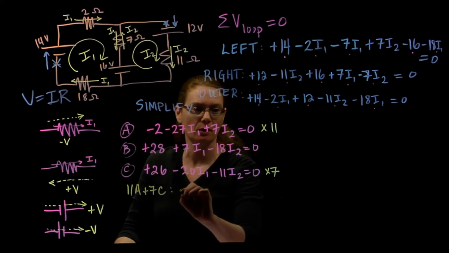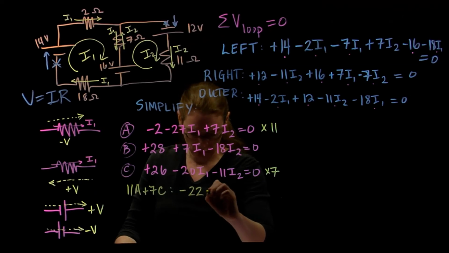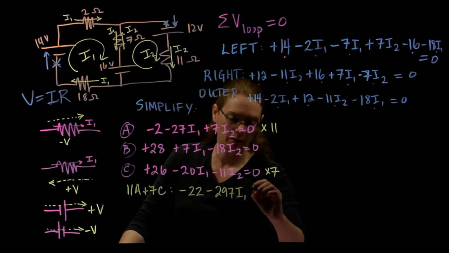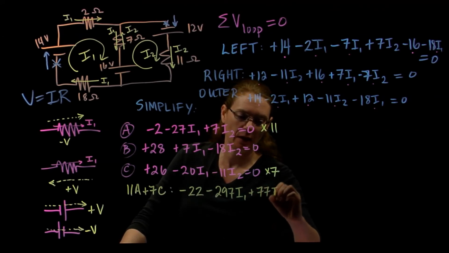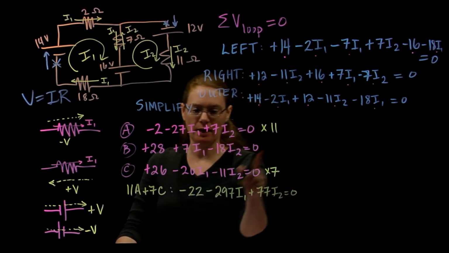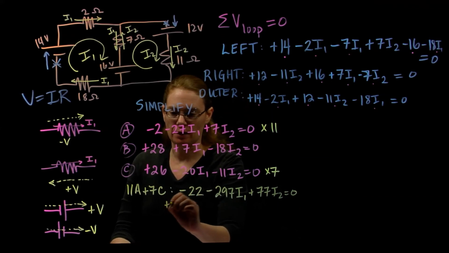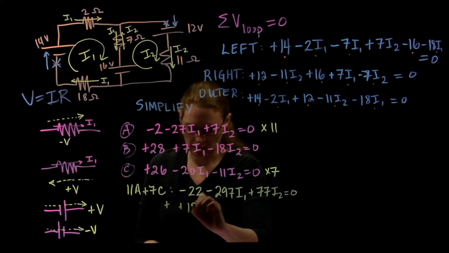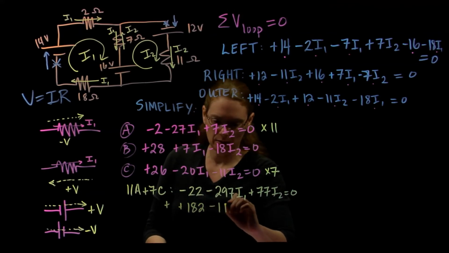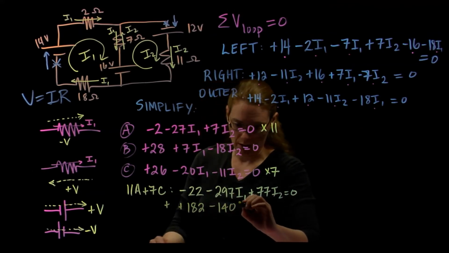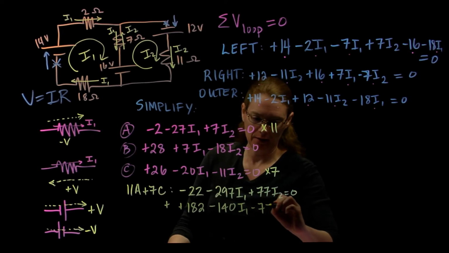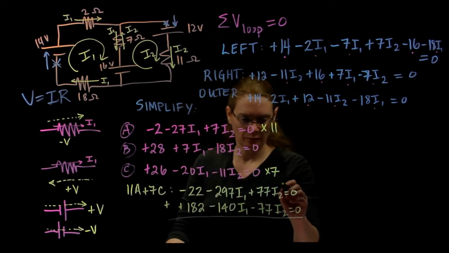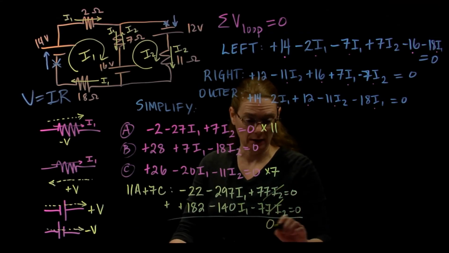That's, okay, so minus 22 minus 297I1 plus 77I2 equals 0. So that's 11A plus 7C. I'm not doing that in my head. Plus 182 minus 140I1 minus 77I2 equals 0. So I'm going to add these two together. That's going to cancel with that, leaving me nothing there.